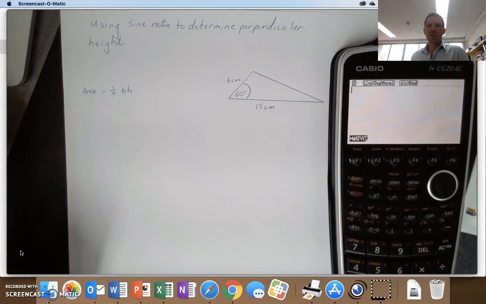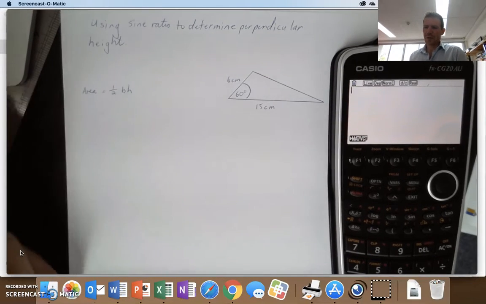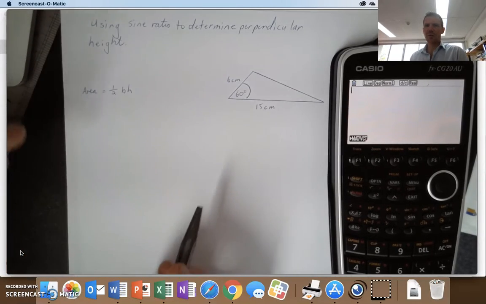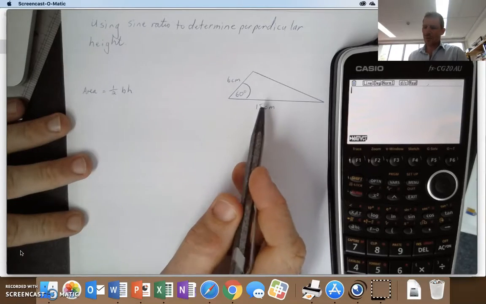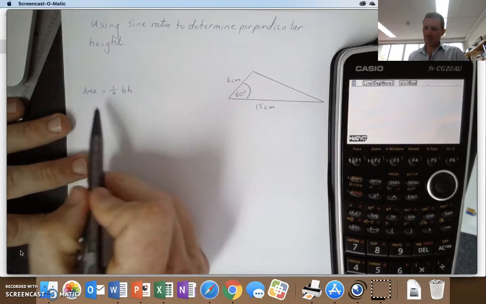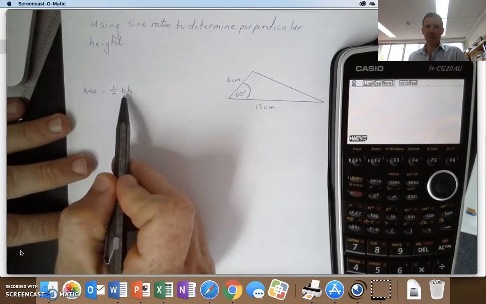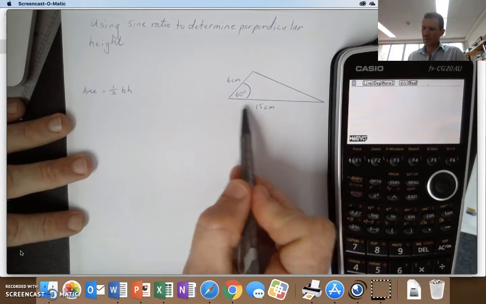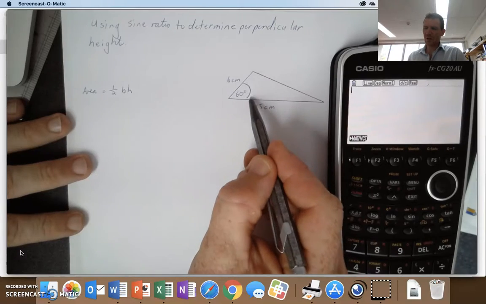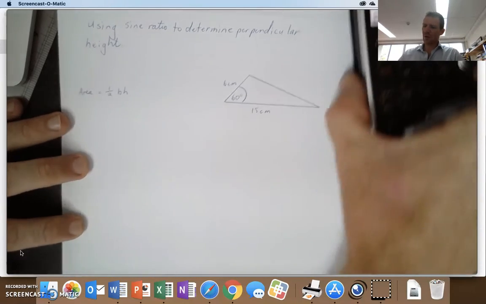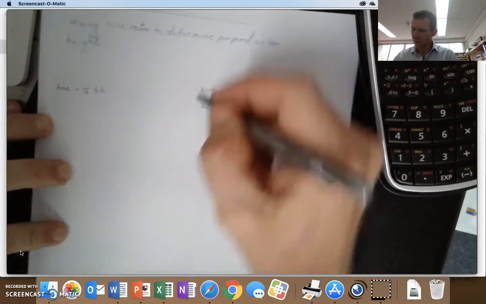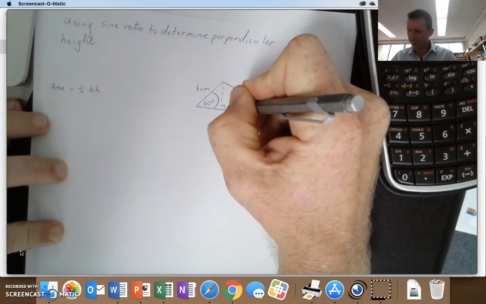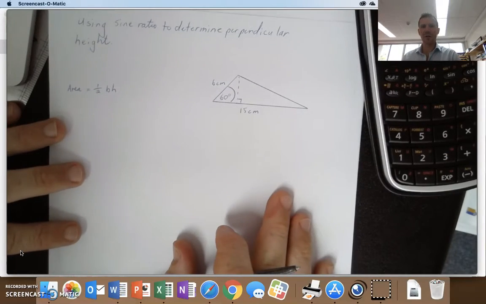This quick video is just to help go through how to use the sine ratio to determine the perpendicular height of a triangle when you're trying to find the area. As we know, the basic equation to find the area of a triangle is half of the base times the perpendicular height, with our base being the long one here, and the perpendicular height being at a right angle to the base. So you can help yourself out by drawing it, and then drawing in as accurately as you can the perpendicular height at a right angle.